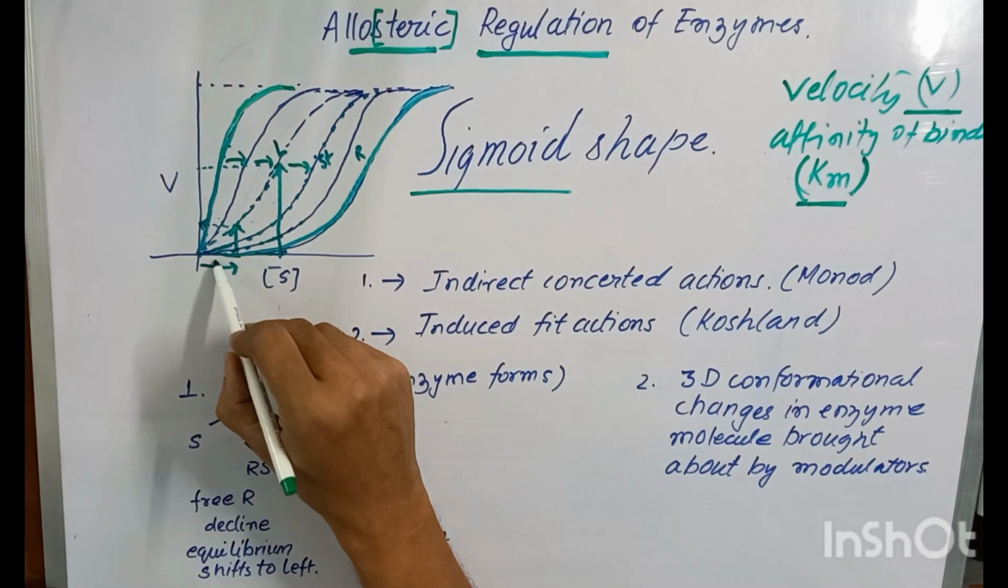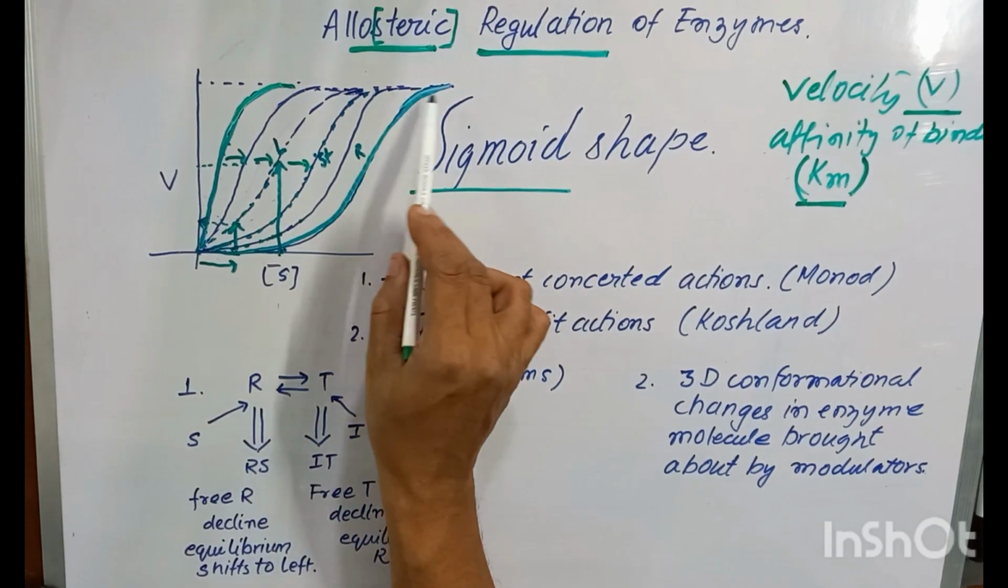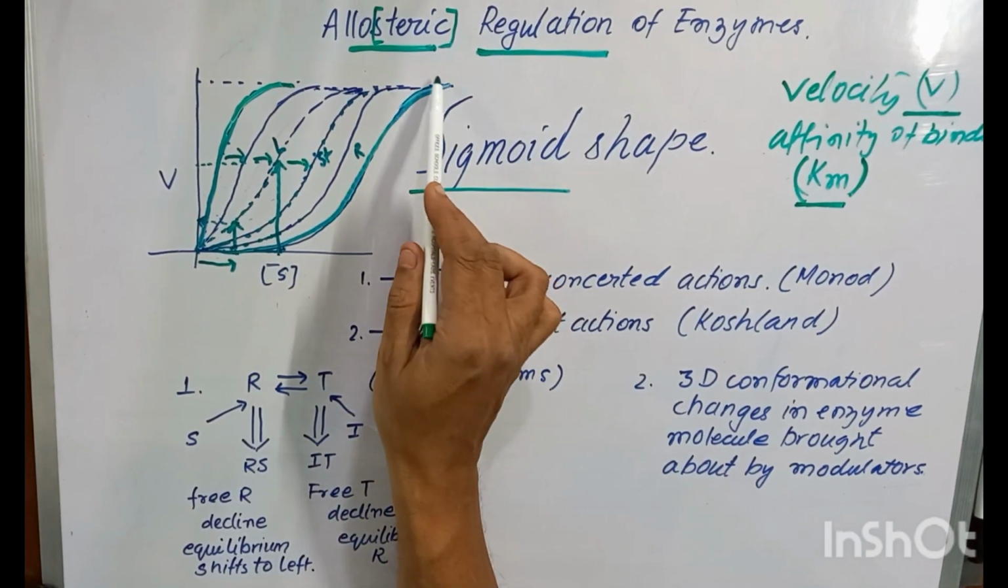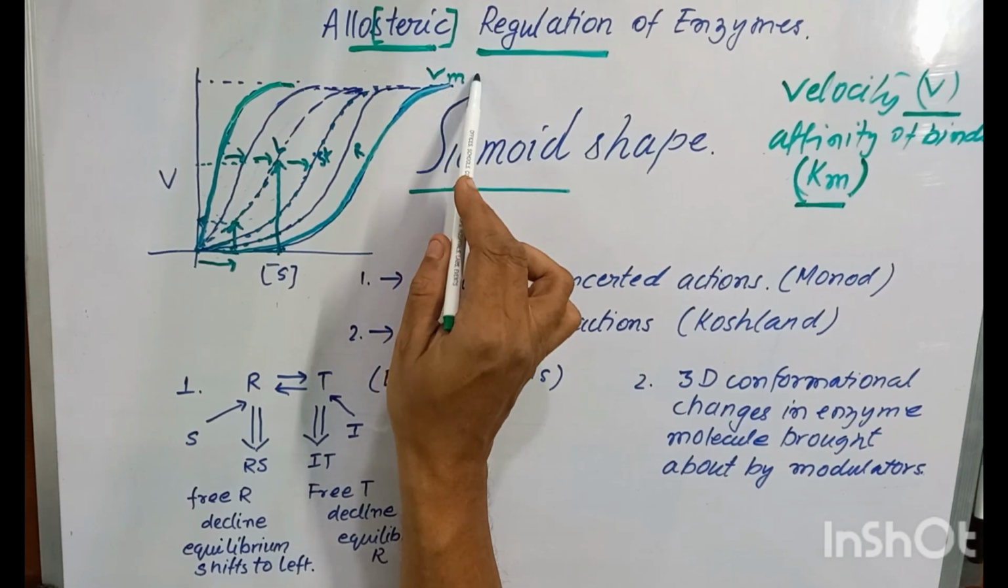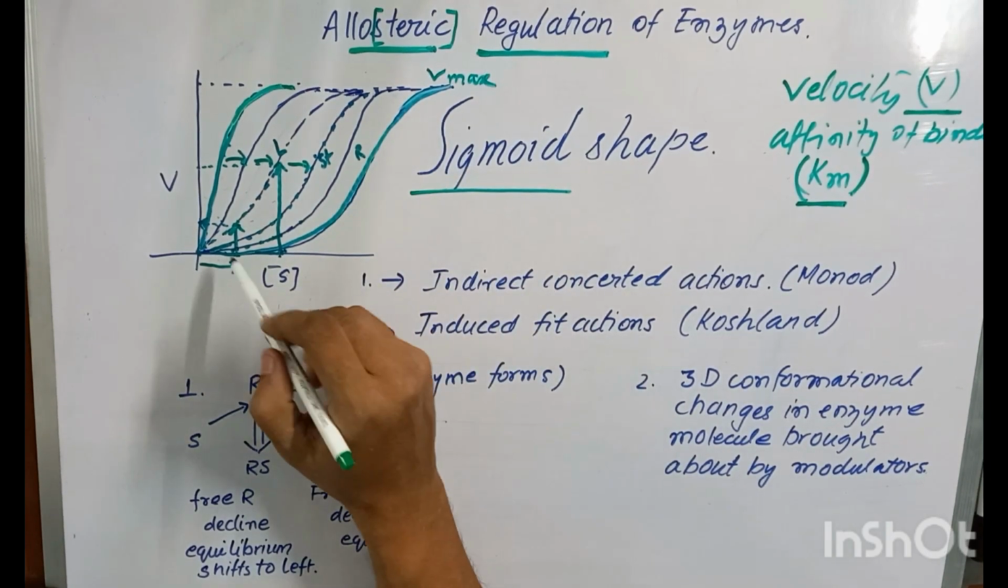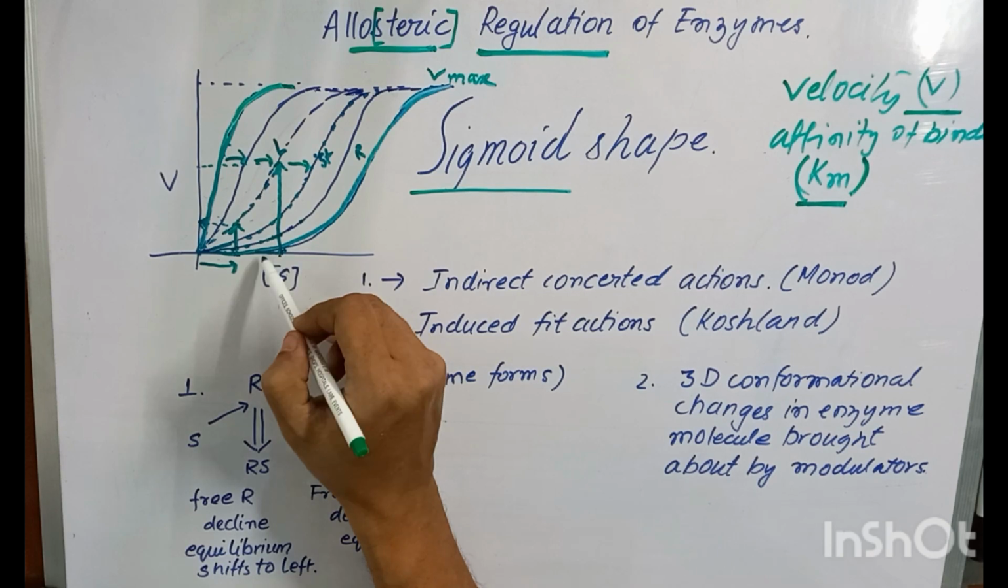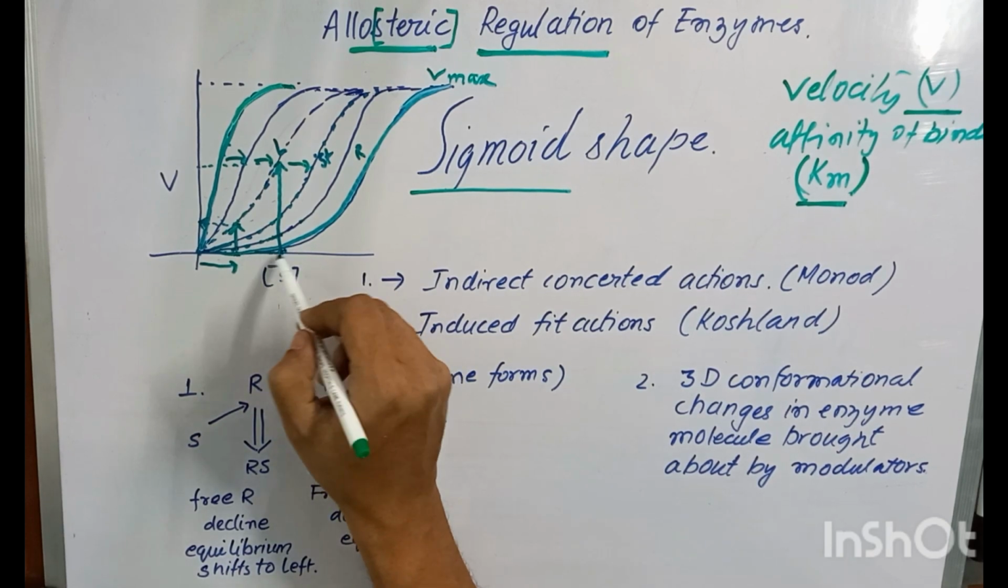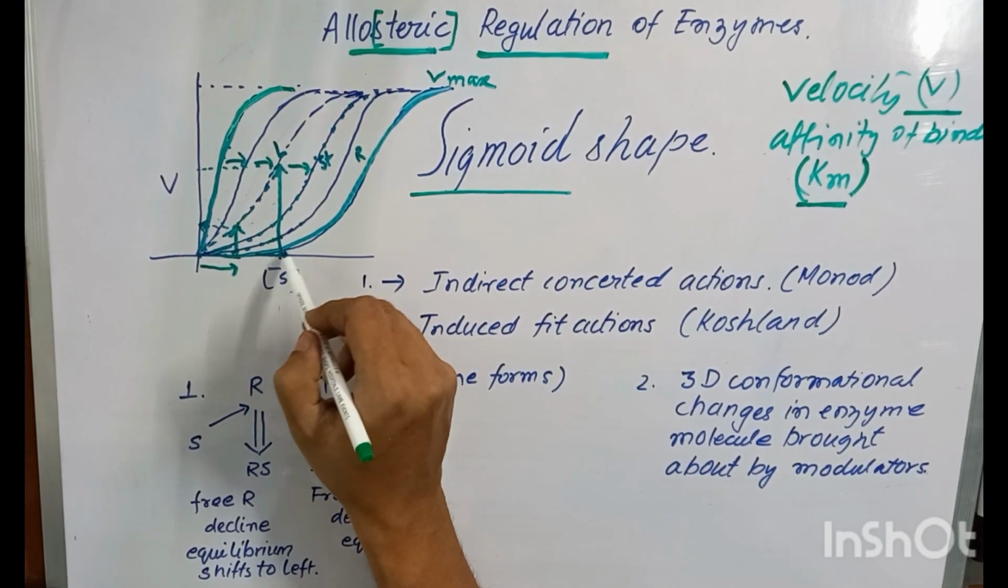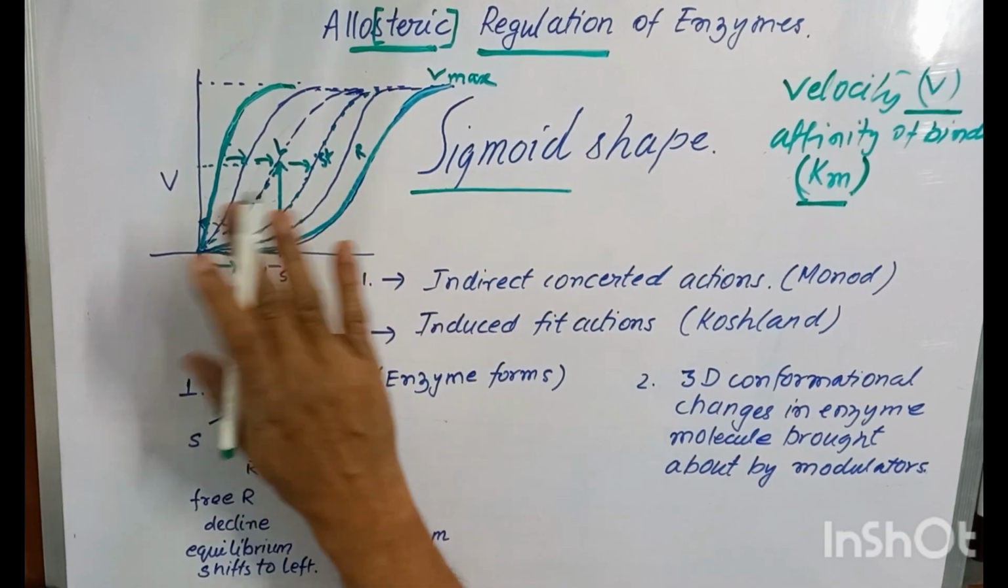The initial velocities are these velocities, and these are the final velocities. When the velocities go up, to the Vmax, this is the line of Vmax. So there is a sluggish rise, a very low rise of velocity with substrate concentration as the curve shifts to the right.